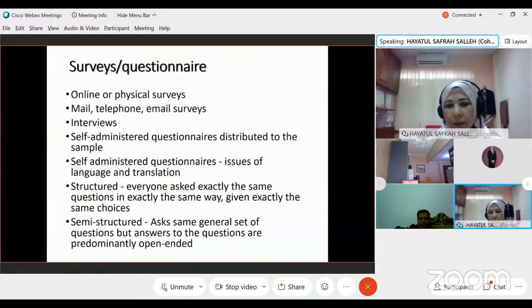I think normally everybody uses this. I use this all the time, because it's easier for us to analyze later on. For semi-structured, we ask the same general set of questions, but the answers are predominantly open-ended. Some of the questions are open-ended, so they can answer freely.